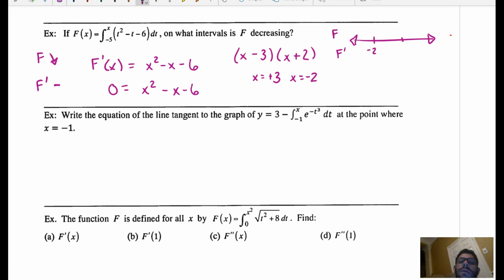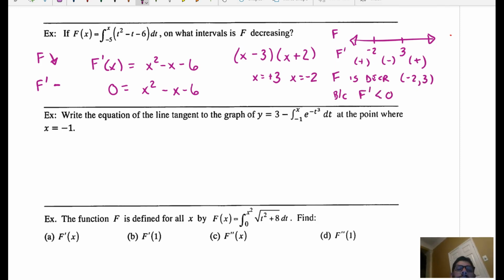Two values, negative 2 and 3. The sign chart is going to be positive, negative, positive. And we're looking for decreasing, so we're looking for that negative interval. F is decreasing for negative 2 to 3 because f prime is negative.